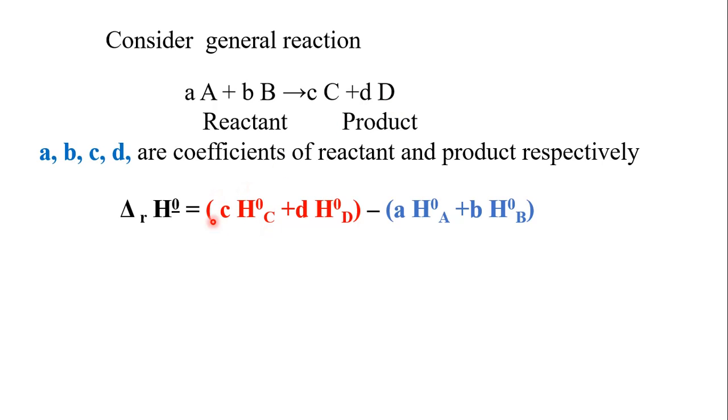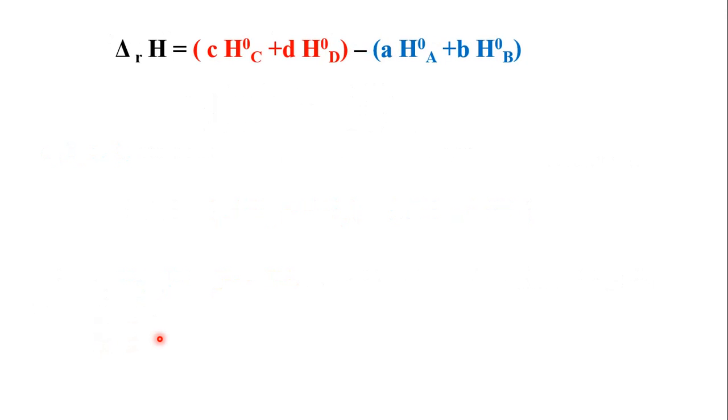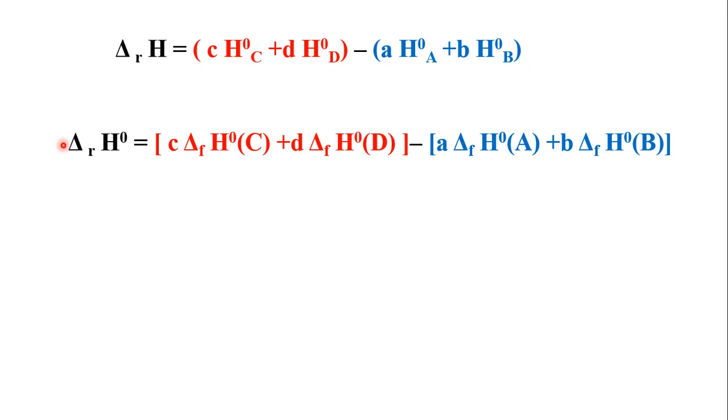So c into standard enthalpy of the product C plus d, meaning number of moles, d into standard enthalpy of product D. Sum of these two minus standard enthalpy of reactant A and total standard enthalpy of reactant B, that is a into H0A plus b into H0B. So here H0A, H0B are the standard enthalpy of reactants, and H0C and H0D are the standard enthalpy of products. Now that means what? You know that standard enthalpy of formation of a compound is equal to standard enthalpy of that compound. Just now we have studied.